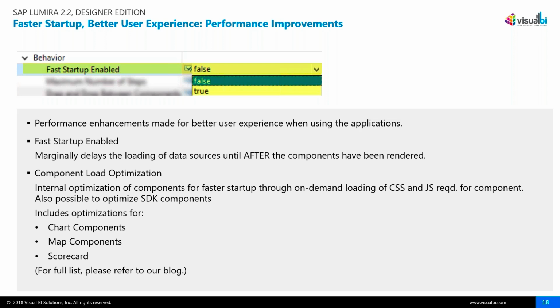Now, there are a couple of other new options that optimize the performance. Component load optimization is one of them. It basically improves the performance by ensuring that only the libraries or the objects of components that are being displayed load when the application starts up. This is opposed to previous versions where all the required CSS files and the JS files used to load whenever the application starts up, thus increasing the startup time.